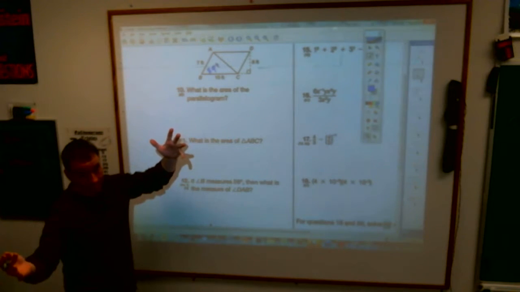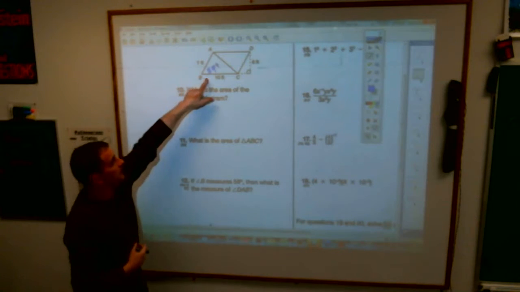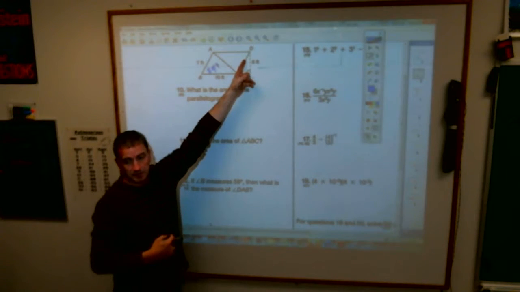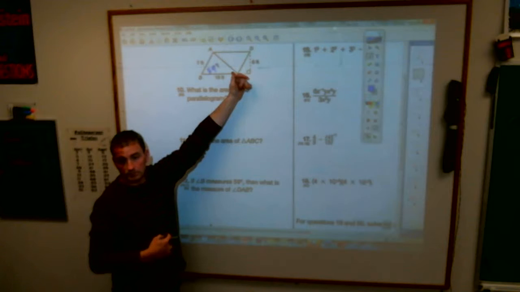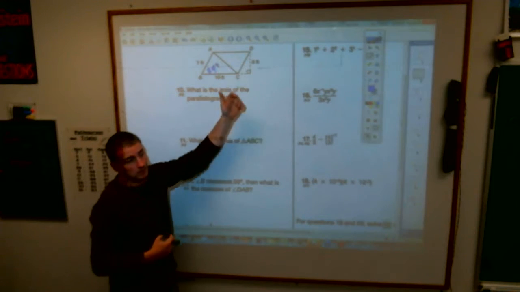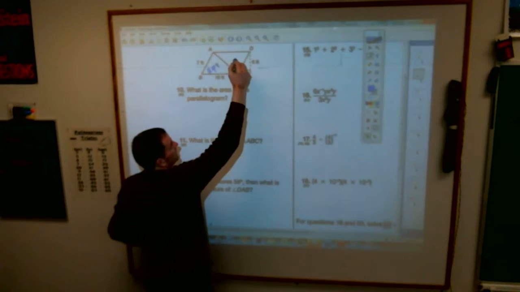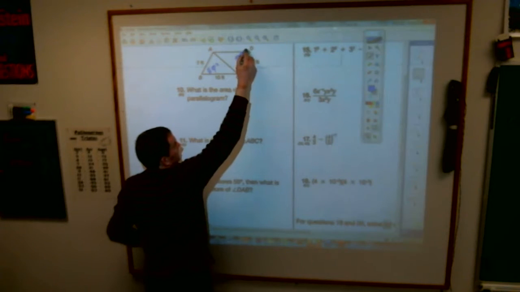Opposite angles are D and B. B and D are opposite angles. What do you know about them? They're the same. They're equal. If B is 59 degrees, then D is 59 degrees.